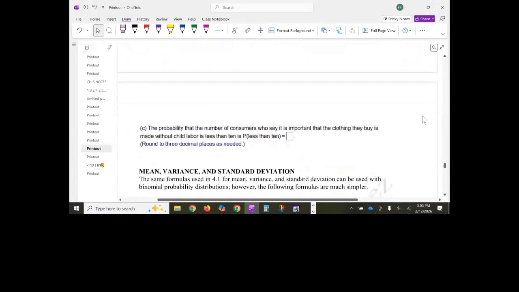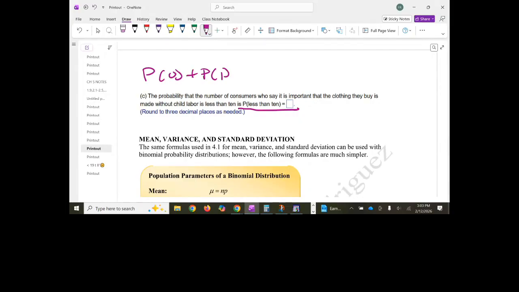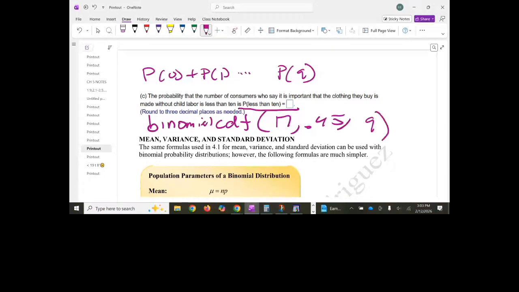Look, y'all, there's a part C to it. Part C says we're going to look for the probability that they are what? Less than 10. Doesn't that mean 0 all the way up to 9? Y'all, if I'm going to go from 0 all the way up to 9, again, I can come back one more time, my friends, and say, look, we're going to use our binomial CDF, 17 people, 45% agreed, and we're going to stop at 9. We're going to go from 0 all the way to 9.